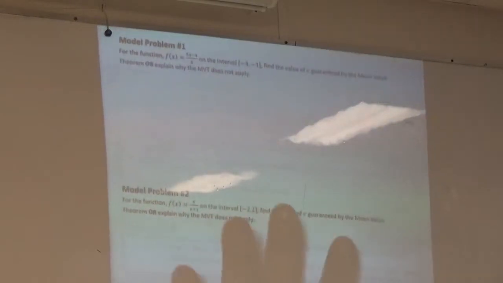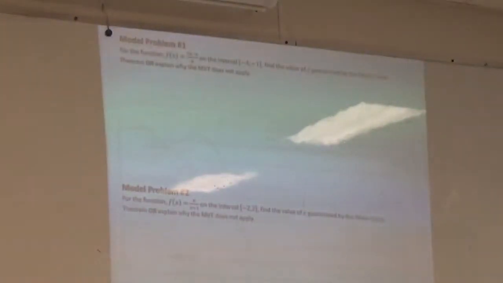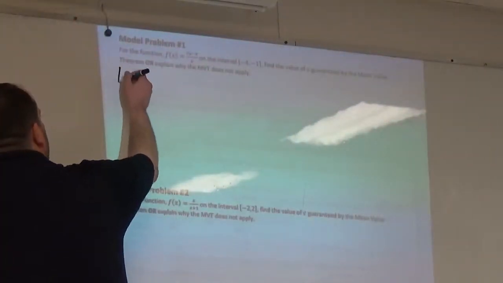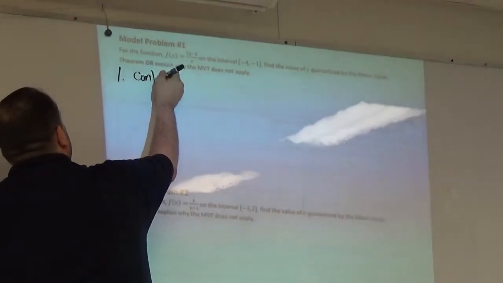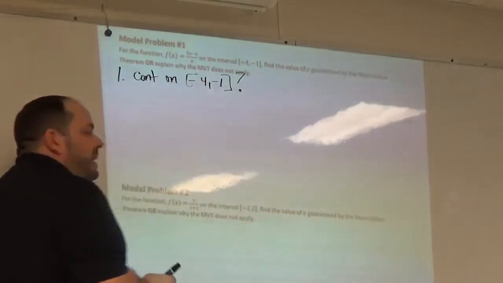For this first function, f of x equals (5x minus 4) over x on the closed interval negative 4, negative 1. You need to either find the value of C promised by the mean value theorem, or tell me that the mean value theorem cannot be applied. So let's see, can I apply the MVT? First thing that I need to check for? Continuity. Is f continuous on the interval negative 4, negative 1?